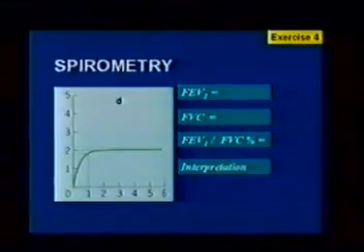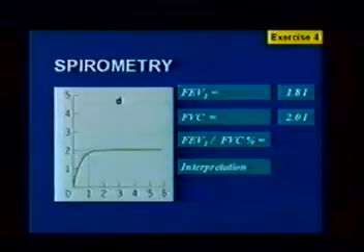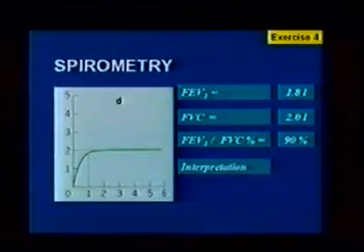Exercise 4. FEV1 is 1.8 liters, FVC 2 liters. FEV1 ratio is 90%. Here both FEV1 and FVC are low, but the ratio remains over 70%, and this is a case of restrictive airway disease.